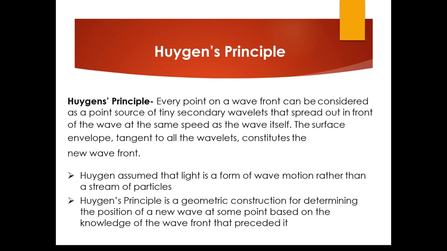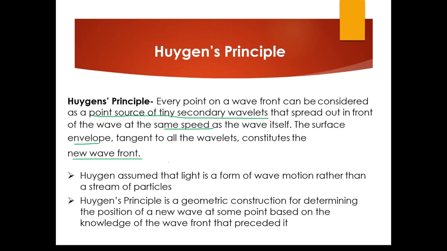So his principle said that every point on a wave front can be considered as a point source of tiny secondary wavelets that spread out in front of the wave at the same speed as the wave itself. The surface envelope, tangent to all these wavelets, constitutes the new wavefront.